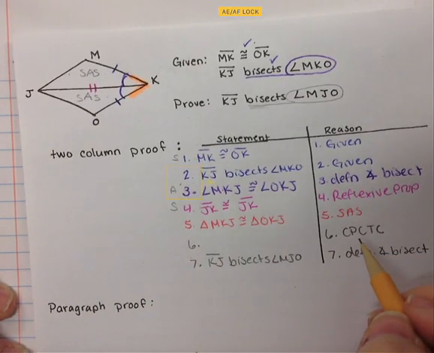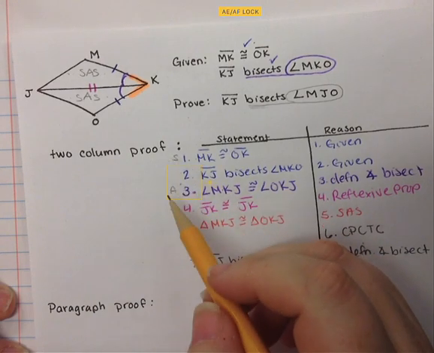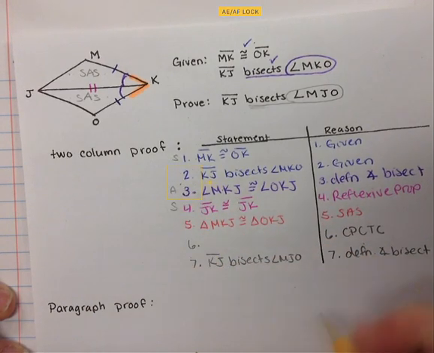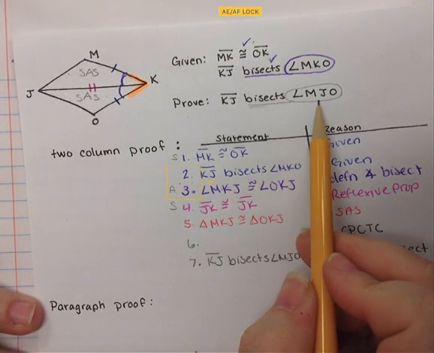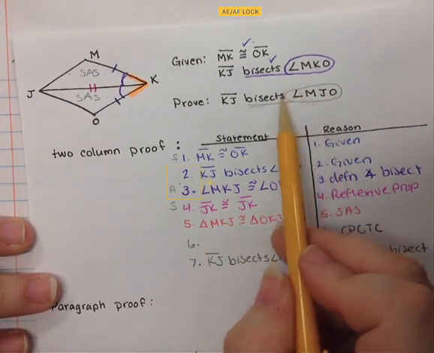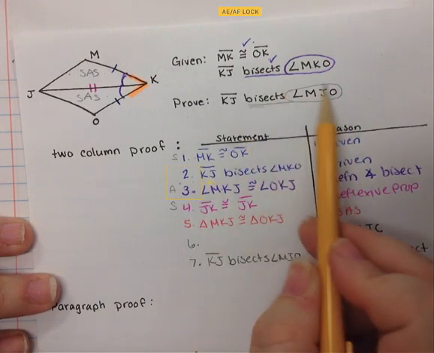So what is it that we need? Do we need the extra side or one of the angles marked congruent? So that's when we go back to here. It says it's bisecting angle MJO. So this is what I want to focus on. I pretend that this is already happening.